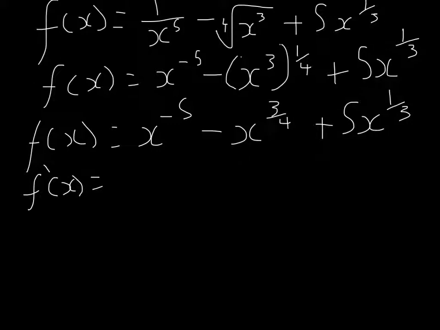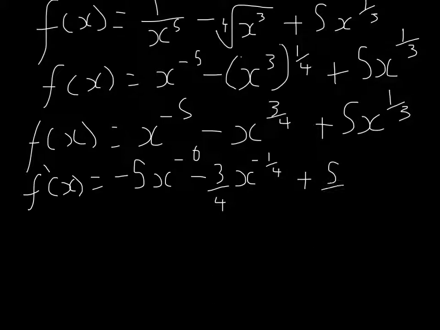and as per normal, we're going to multiply the power by the coefficient, which is 1, so it's going to be negative 5 times 1, which is just negative 5. We're going to subtract 1 from the power, which brings us to negative 6. We're going to go negative 3/4 times x, and we're going to go 3/4 take away 1, and we could do that on the side of our paper if we like, and we'll get negative 1/4.